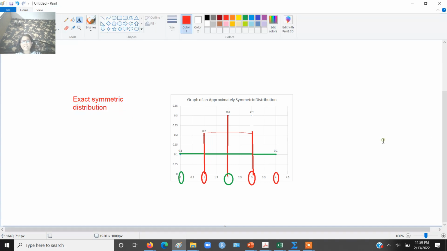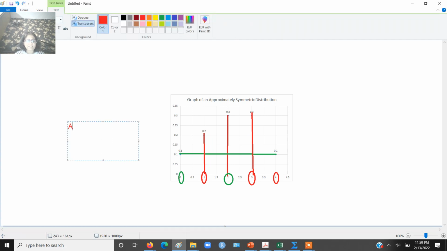But this is not the case. This is not an exact symmetric distribution, because the value against this 3 is not equal to 0.2. It's different. But these two are exactly the same. So we can say that this distribution is not exact symmetric, but it is approximately symmetric. So this distribution is approximately symmetric.